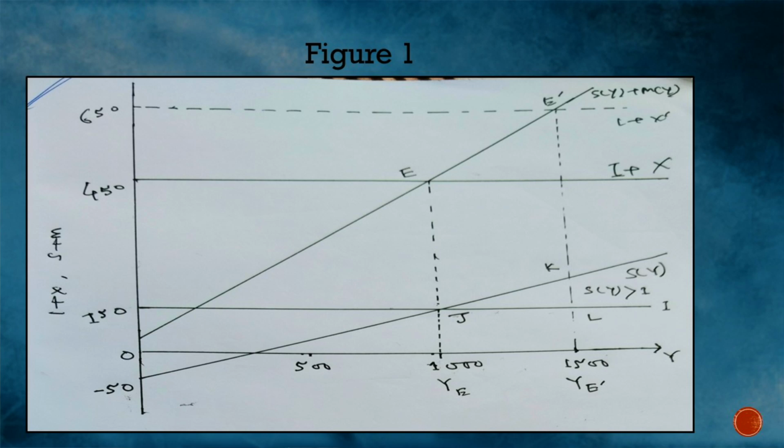And here you see the I plus X is intersecting the saving plus import curve at point E, the equilibrium point, okay? And if you see the equilibrium income here, that means I plus X is equal to SY plus MY. I plus X is injection, and SY plus MY is basically the leakages. They are equal. So that's why it's an equilibrium income, and our equilibrium income is 1000 rupees.